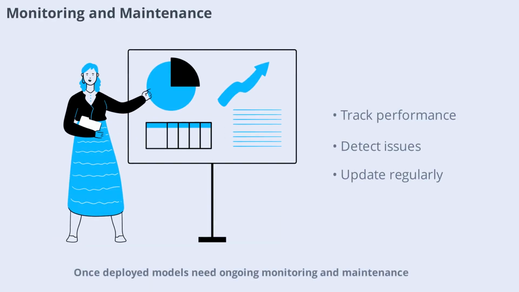Once deployed, models need ongoing monitoring and maintenance. This means tracking their performance, detecting issues, and updating them as needed. Over time, data can change and models may need to be retrained or adjusted. Regular maintenance ensures the model continues to deliver accurate and valuable results, adapting to new trends and challenges.